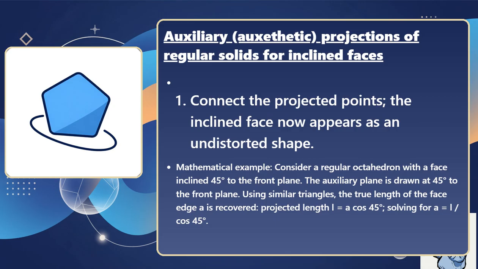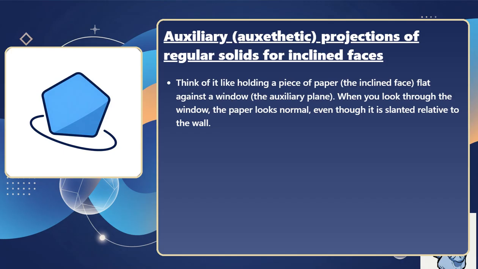Mathematical example: consider a regular octahedron with a face inclined 45 degrees to the front plane. The auxiliary plane is drawn at 45 degrees to the front plane. Using similar triangles, the true length of the face edge is recovered. Projected length L equals a times cosine 45 degrees. Solving for a equals L divided by cosine 45 degrees. Think of it like holding a piece of paper, the inclined face, flat against a window, the auxiliary plane. When you look through the window, the paper looks normal, even though it is slanted relative to the wall.